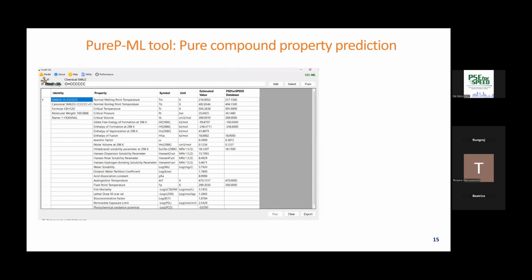So we have developed what we call a pure PML. This is a machine learning based tool for predicting pure compound properties. And what you can see on the screen is that we can give very accurate values, and also for properties for which there is no measured data. So we can fill out with this tool all the requirements for missing data. And this can be done for large molecules.